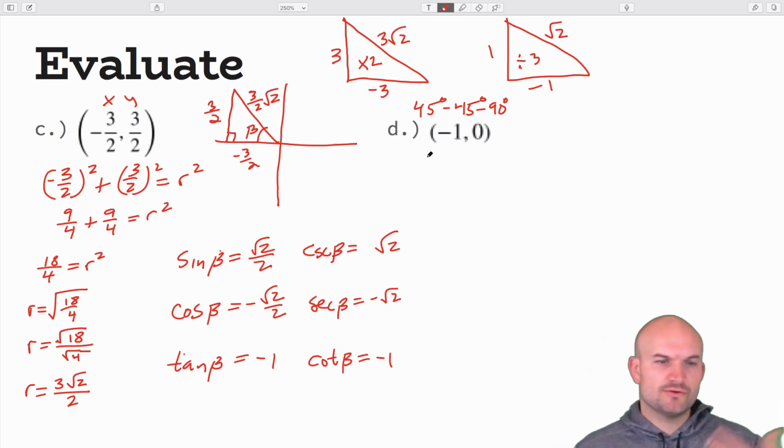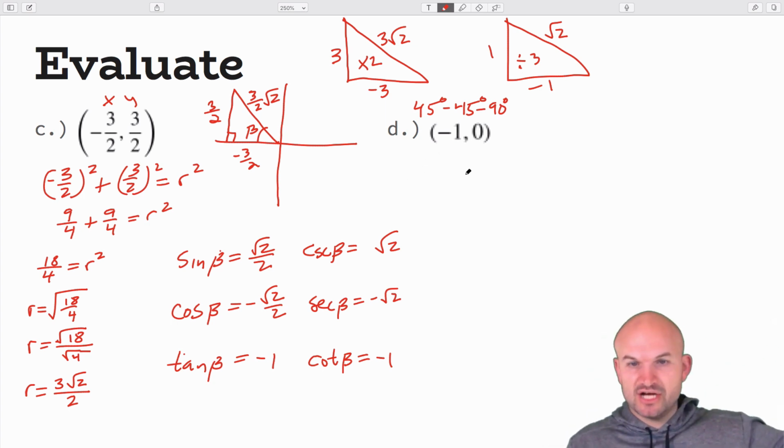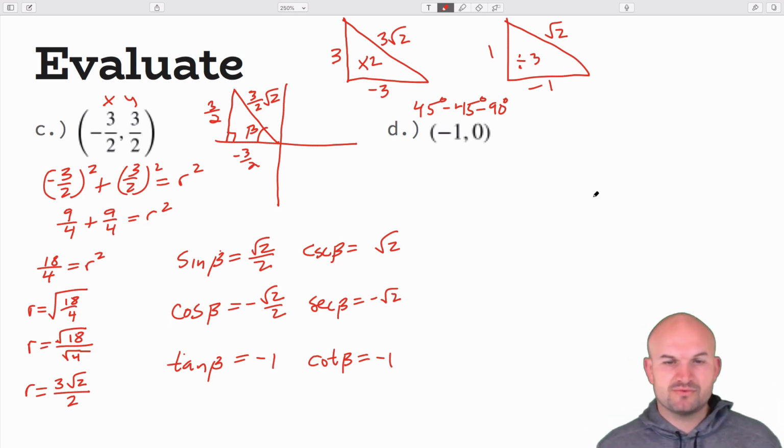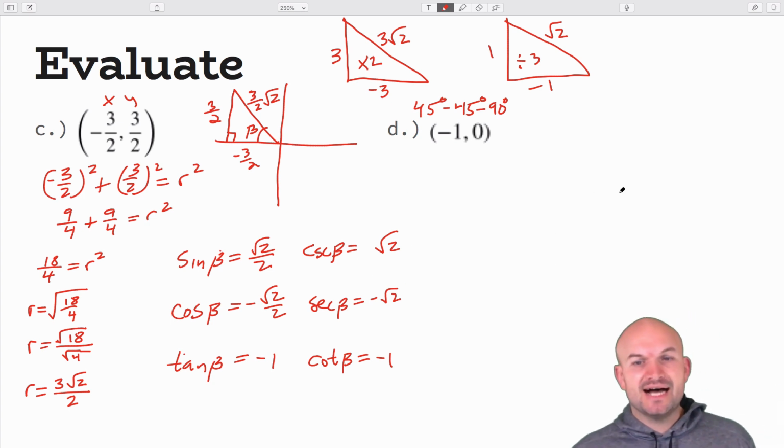So again, you could have worked out the relationships here, but basically we've already talked about this 45, 45, 90 triangle and those values. So therefore, I'm just working it with that. All right, on to the last point.